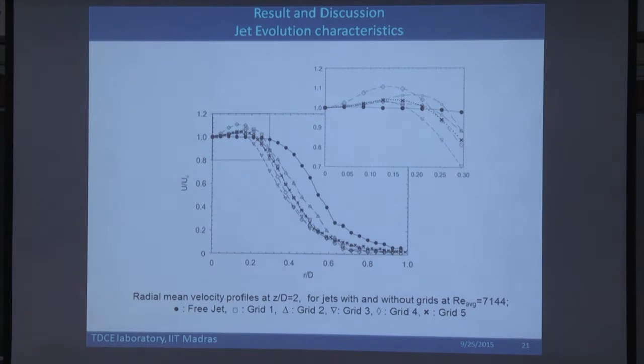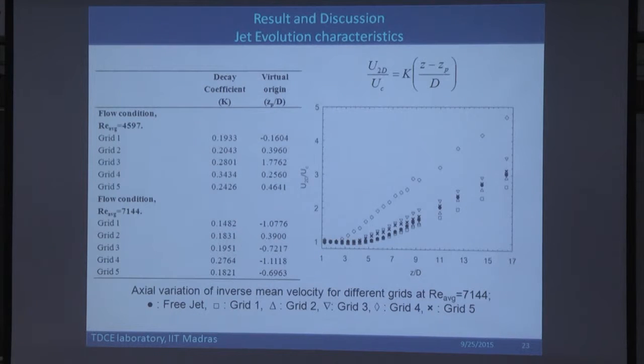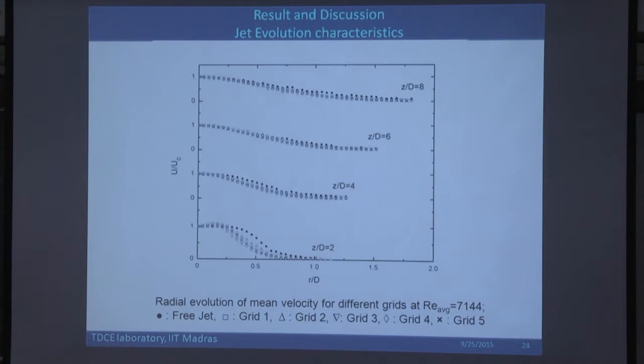So here for grid 4, which had a maximum overshoot, had a larger displacement thickness, which could be seen here. This is for 2 Reynolds numbers, and these are some jet evolution characteristics. For instance, in a free jet, how the jet evolves along the axial direction. These are the radial profiles, taken at different Z by D, different axial locations.